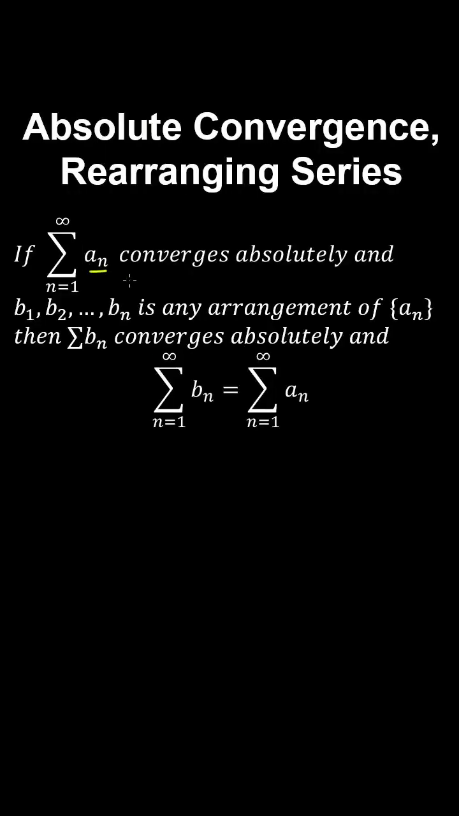If a series A converges absolutely, and the series B is any arrangement of the series A, meaning that we can rearrange and group the terms in A in any order, then the series B will also converge absolutely, and the sum of series B will be equal to the sum of series A. And we'll show this in an example problem.